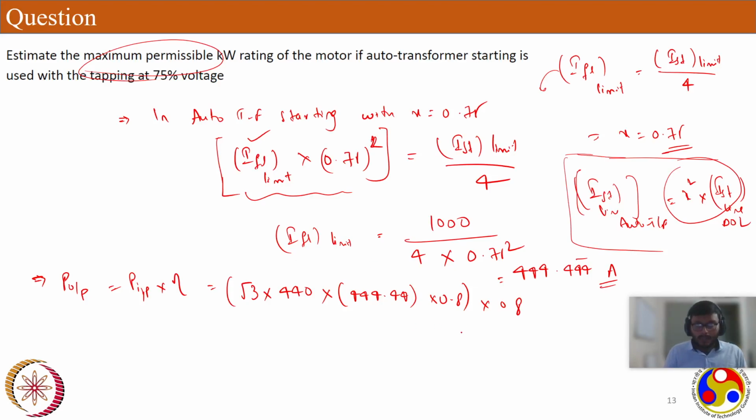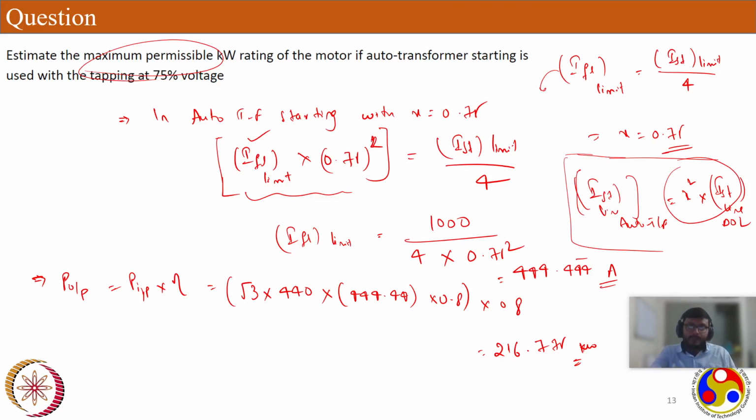Okay, so I'm getting 216.775 kilowatt. Please verify with 0.75, 0.8, and 0.8. So yeah, this is how we are improving the output permissible limit if we are using the auto transformer starting.